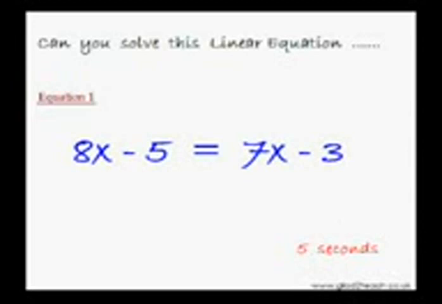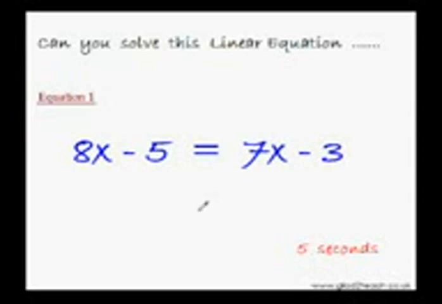Time is up. 8x minus 7x will be x, and minus 3 plus 5 will be 2. So x equal to 2. Did you get the same answer? Good, very good. So let me put down the steps.